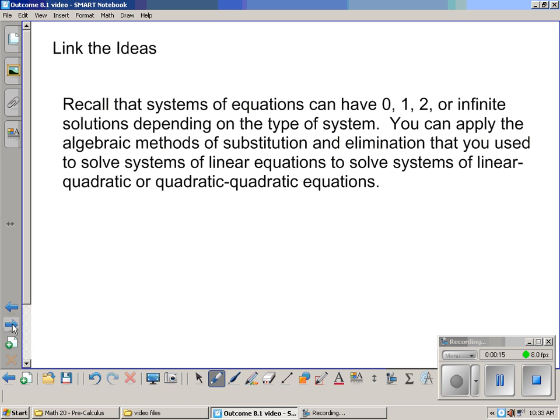Recall that systems of equations can have 0, 1, 2, or an infinite number of solutions depending on the type of system. You can apply the algebraic methods of substitution and elimination that you use to solve systems of linear equations to solve systems of linear-quadratic or quadratic-quadratic equations.